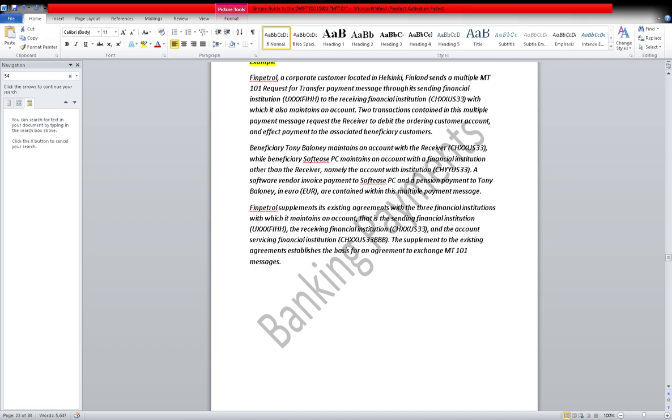Now, namely as account with institution. A software vendor invoice payment to Softis PC and transmitted to Tony Belloni in euro are contained within a multiple payment message.